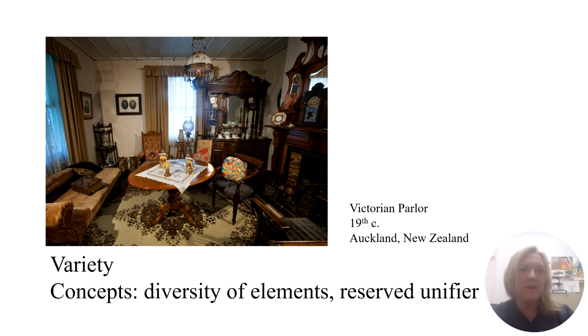So in a Victorian parlor like this one, we expect to see different furniture styles, different patterns, many different types of textiles, and many different types of woods. So this is a really good example where the different furniture styles, there are many, and the unifier, I would say, is that light brown or beige color connecting the rug to the window treatments.